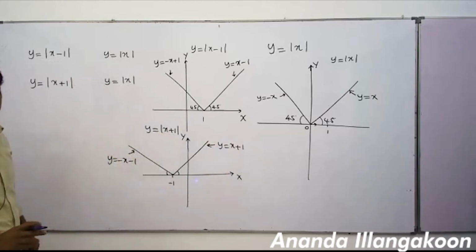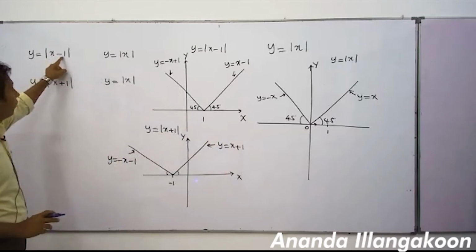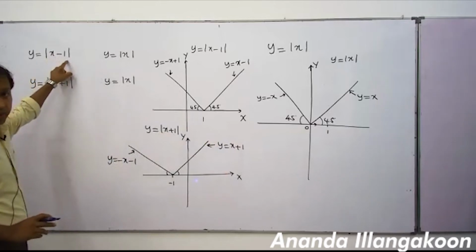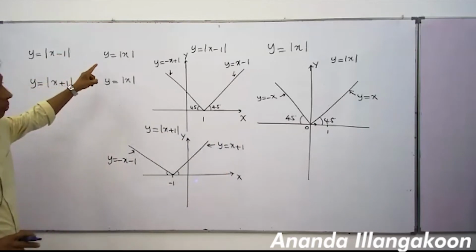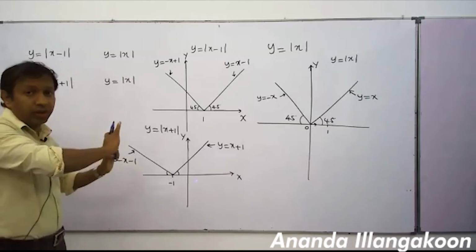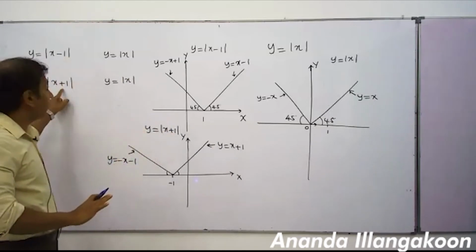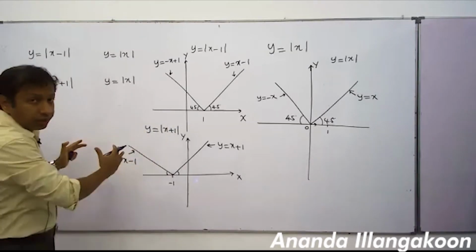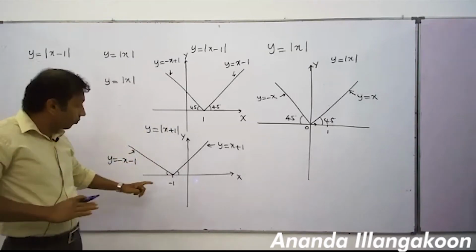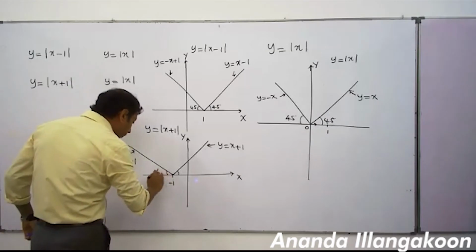So therefore, remember, when you subtract something from x, that graph can be obtained from the y equals mod x graph by shifting it to the right by the subtracted value. If added, you have to take the mod x graph left by the added value. Understood? So therefore, still this angle is 45.